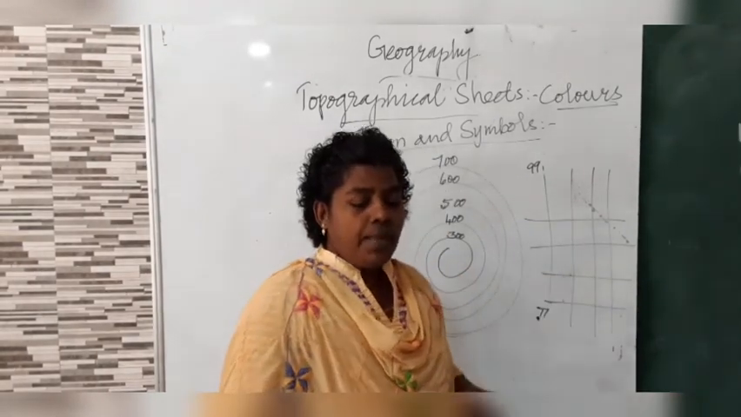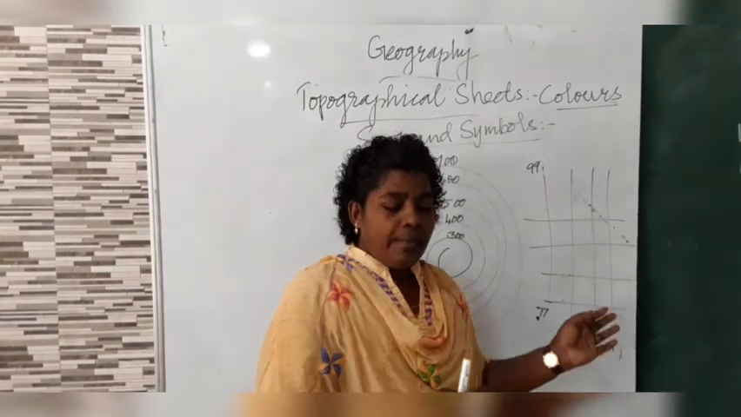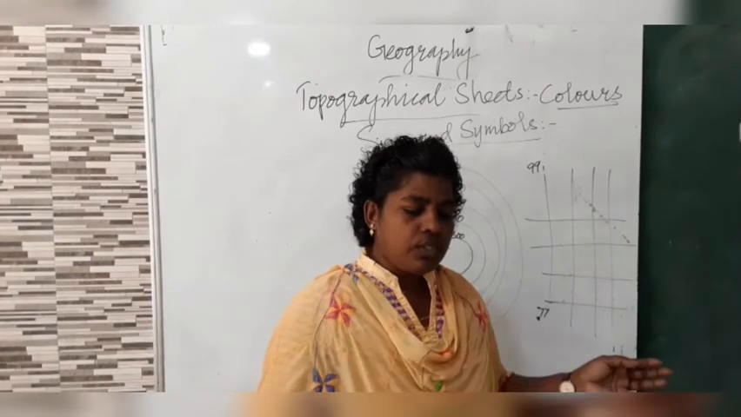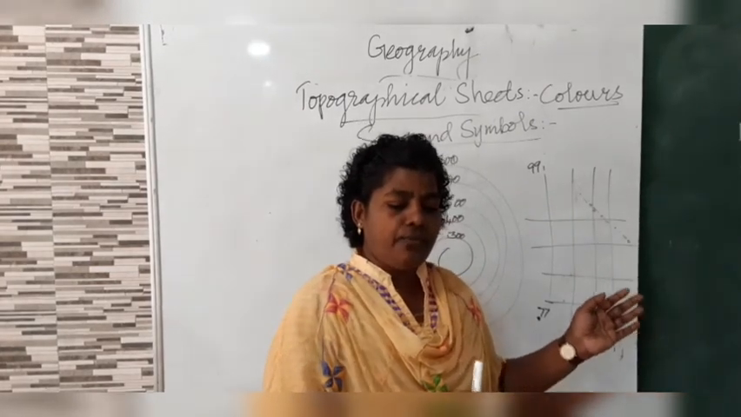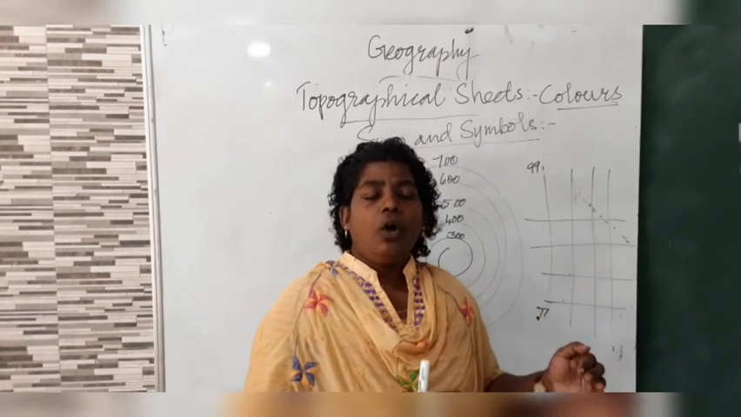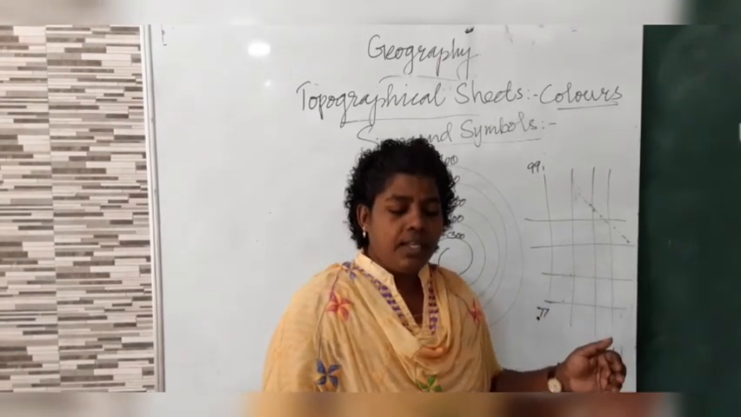Fishing is the main occupation. And manufacturing goods, how will you identify? Large settlements such as towns will indicate the presence of factories. So it shows manufacturing is the main occupation of the people in that area.